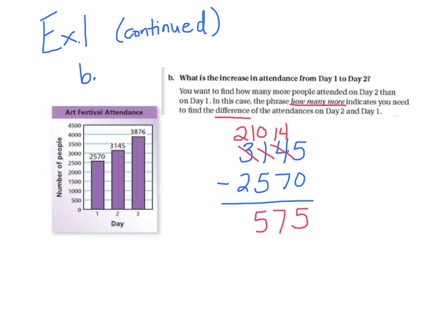So you can choose to write that 0 in there if you would like to, or you can just leave that one blank. And that helps us answer the question of how many more people attended day 2 than day 1. So 575 more people attended day 2 than day 1 of this art festival.